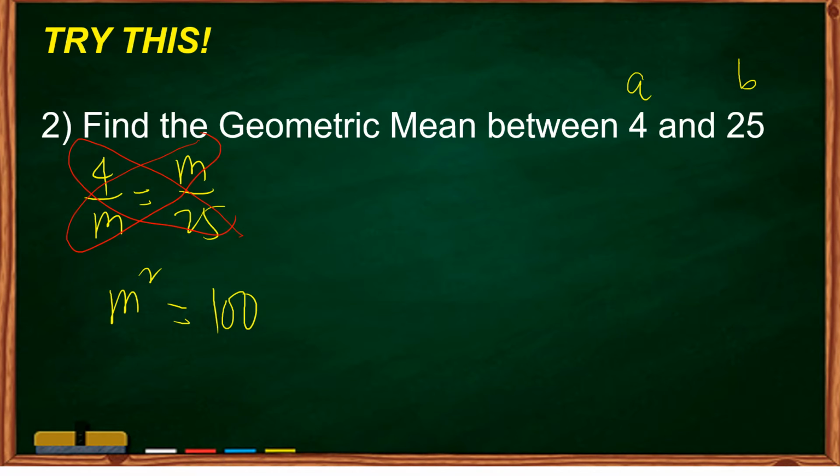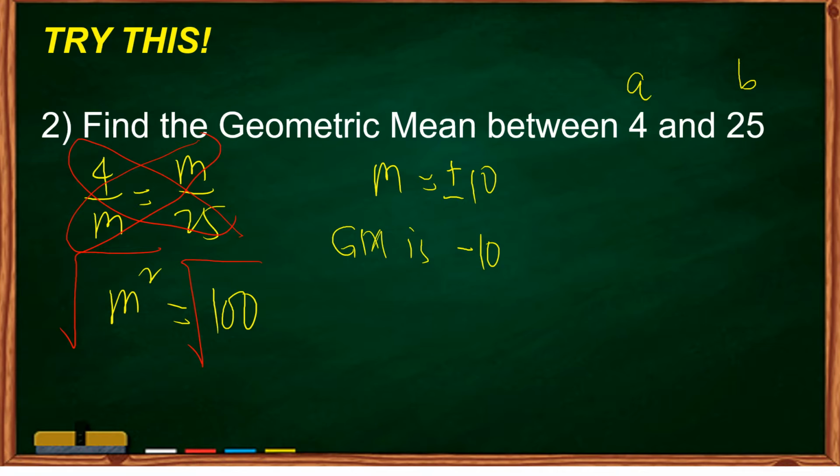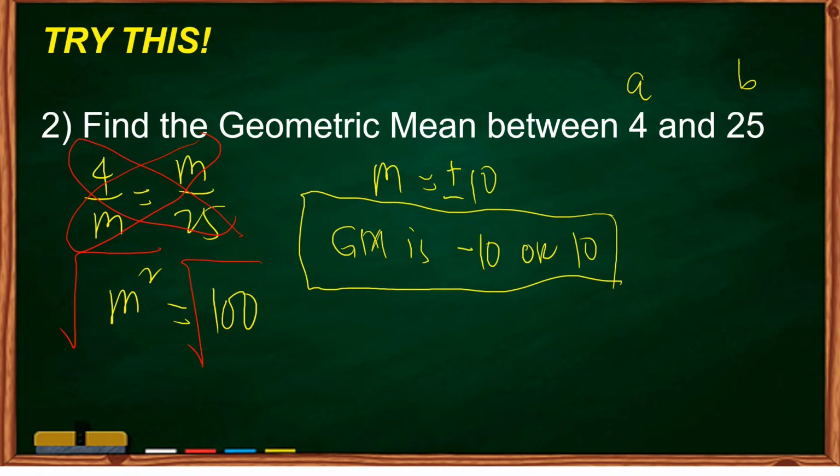which is 100. And then we get the square root of both sides. So the resulting value is M equals plus or minus 10. So therefore, the geometric mean is negative 10 or positive 10. So this is your final answer.